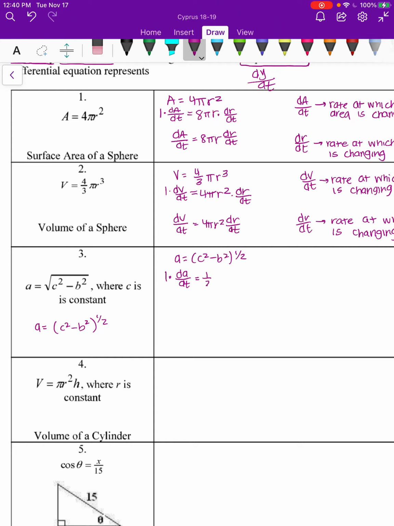So chain rule says derivative of the outside, so I bring that 1/2 out front, and then the middle stays the same. Subtract 1 from that power, times the derivative of the inside. So this is the part where we're going to use that dB dt, because the derivative of the inside, well, the derivative of c squared is 0 because they tell us c is a constant. The derivative of negative b squared is negative 2b dB dt.